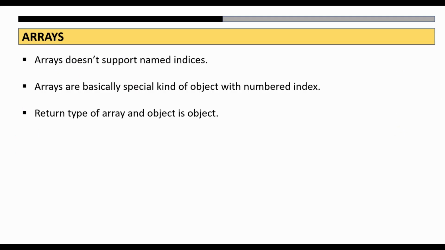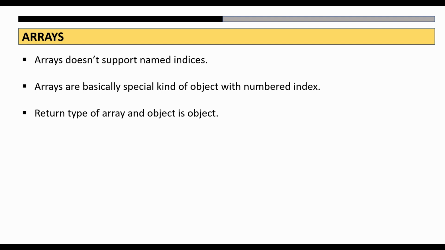These are a few pointers that you should always remember in arrays: arrays don't support named indexes. That means index value is going to be an integer value like 0, 1, 2, 3, not a string value, not a boolean or any other index, not even a name. It is always going to be an integer. And arrays are basically a special kind of object with numbered index. Both arrays and objects store multiple data types in a single variable. Definitely both have different methods and advantages, but you can think of arrays like a special kind of object with numbered indexes. And the return type of an array is always going to be object.